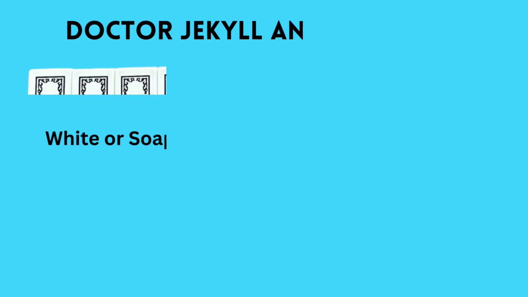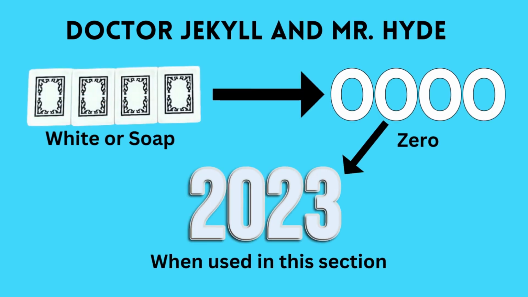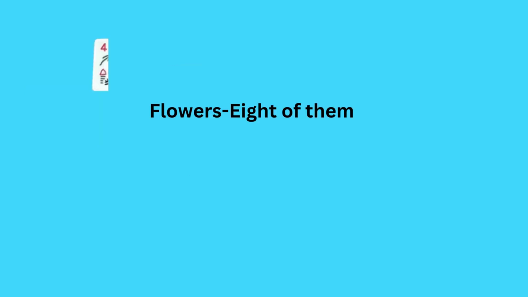Now we're going to revisit our white or soap dragon tile, because I refer to this tile as our Dr. Jekyll and Mr. Hyde tiles, because when used in a 2023 section, they are used as zeros. And you'll see how this plays out when we learn about the card in the next lesson.